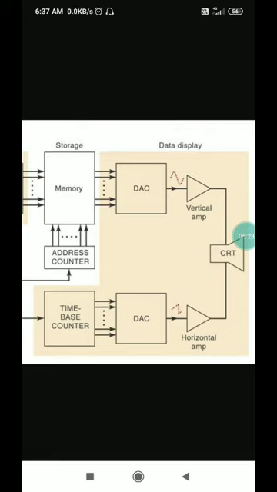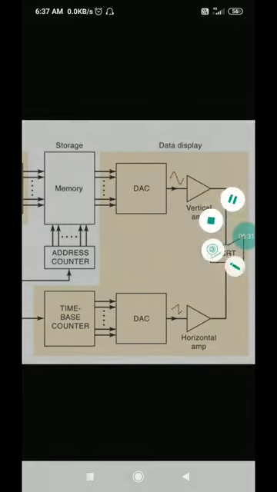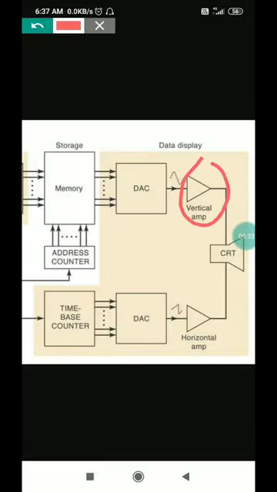That is why in this case we have got two amplifiers, vertical amplifier and horizontal amplifier. This is vertical amplifier and this is horizontal amplifier. As we know that in CRT we have got two types of deflection plates, that is vertical deflection plate and horizontal deflection plate. In order to drive those plates, in order to move the electron beam in a proper direction, we have got these two amplifiers.